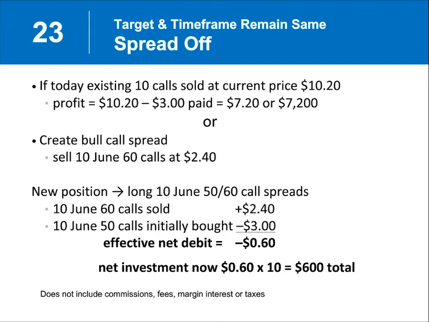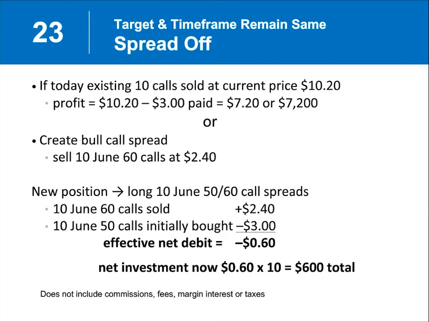Or if we decide to sell the June 60 calls for $2.40 each and sell 10 of them, that would actually bring in $240. You see at the bottom of the screen, our net debit between the two trades is just 60 cents. We paid $3 for the 50 calls. We are now selling the 60 calls for $240. That means our total cost, our overall net investment is now just $600. That's 60 cents times the option multiplier of 100 times 10 contracts.